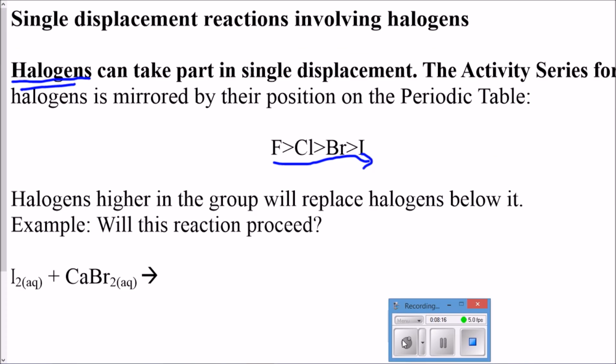So if we look at this example here, we have I2 plus calcium Br2. Will this reaction happen? We know iodine is the least reactive. Bromine is higher or more reactive than iodine. We can say that no reaction happens.